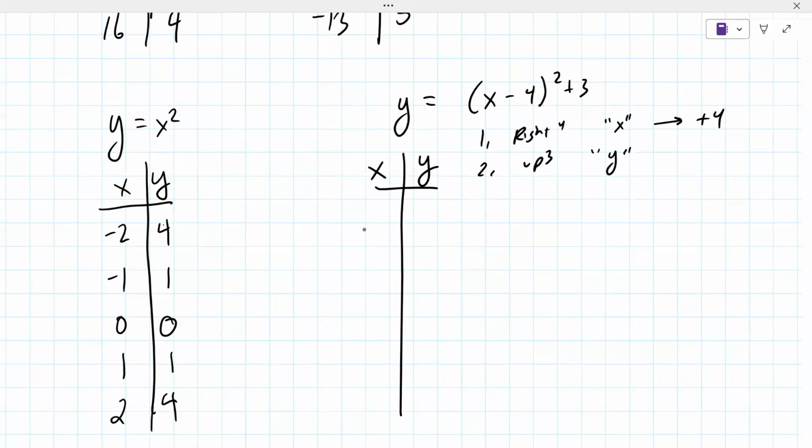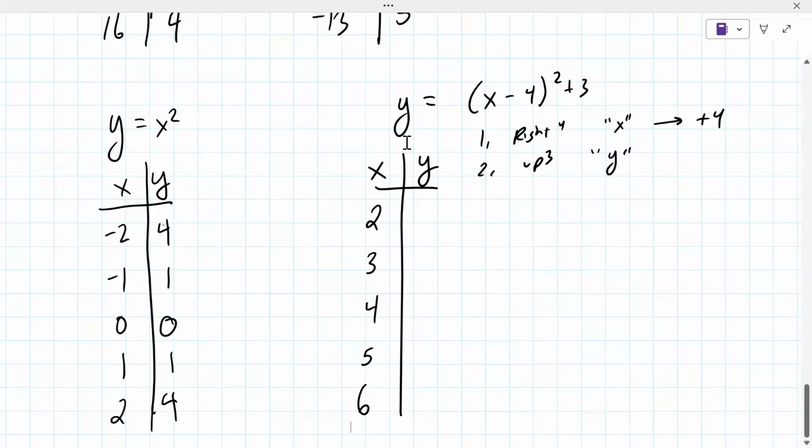Add 4 to all the x values. Okay. Yes. So 2, 3, 4, 5, 6. Yeah. Good. All right, good.